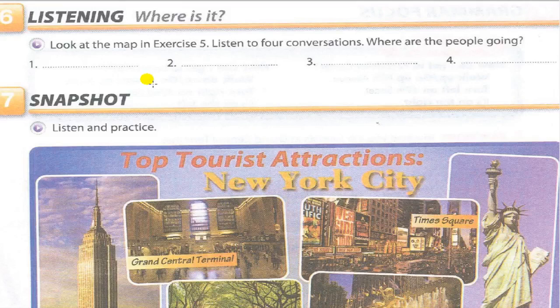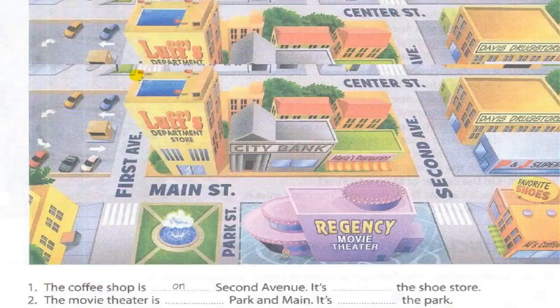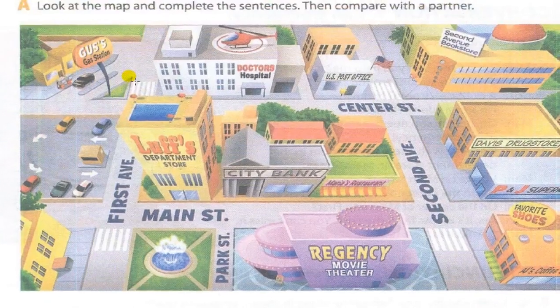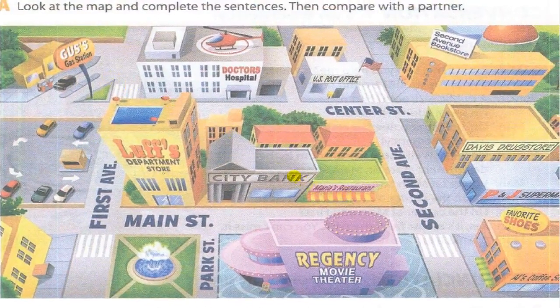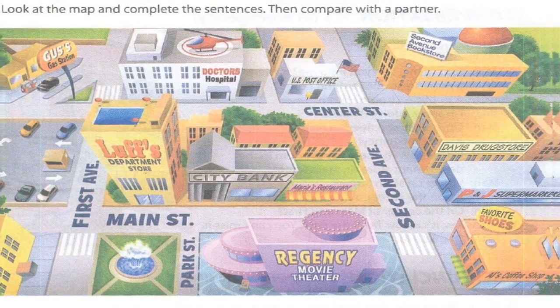1. I think it's on Main Street. Is it near the Regency movie theater? Yes, it is. It's right across from the movie theater. Oh, yeah. There's a restaurant there. Right. It's between Maria's restaurant and Luff's department store.